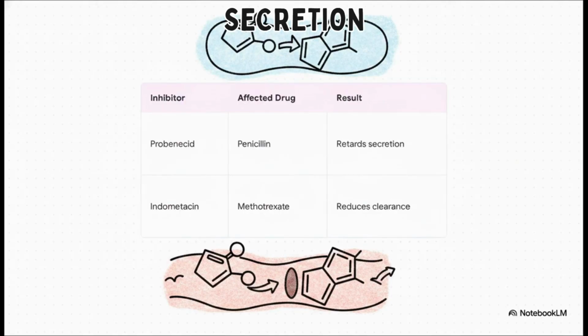Now, because that active secretion stage relies on non-selective carriers, drugs will actually compete for a spot on the pump. This leads to some classic drug interactions. Probenecid is a famous example. It was literally developed to block the secretion of penicillin, keeping it circulating in the blood for much longer. But it's a double-edged sword, right? Take indomethacin. It can drastically reduce the clearance of methotrexate, which massively spikes the risk of severe, life-threatening toxicity. You definitely want to remember that one.